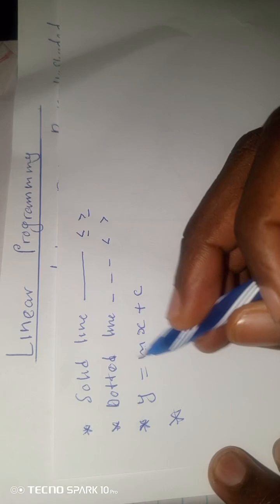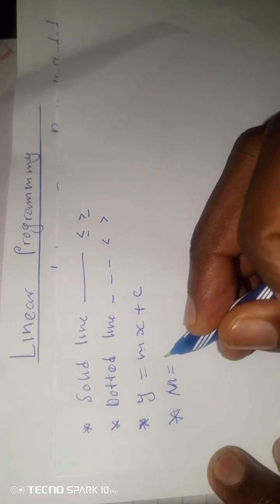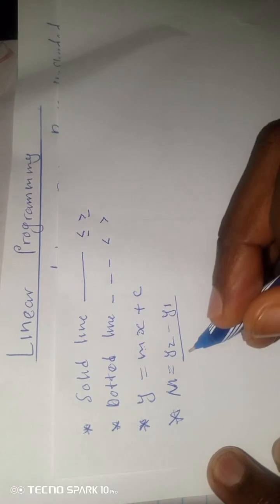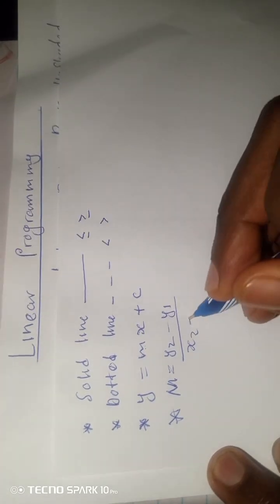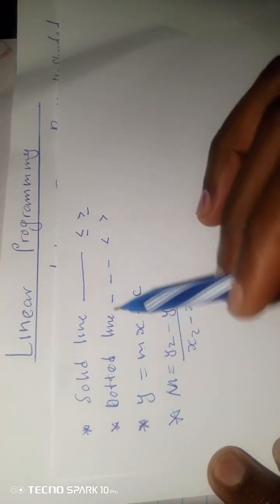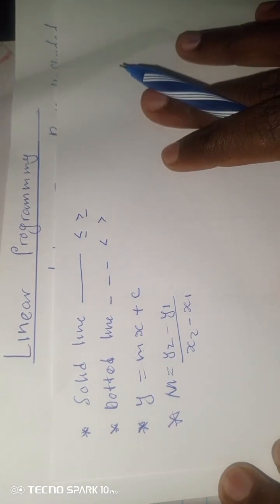And then the last thing, you need to know how to calculate the gradient, which is m equals y2 minus y1 over x2 minus x1. Once you know these few things, then you are good to go. You can solve any question in linear programming.